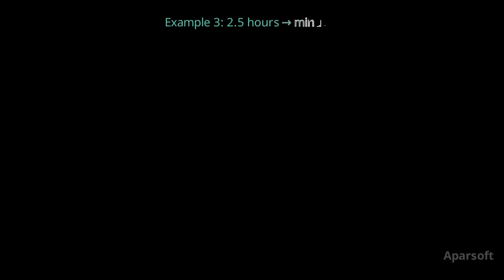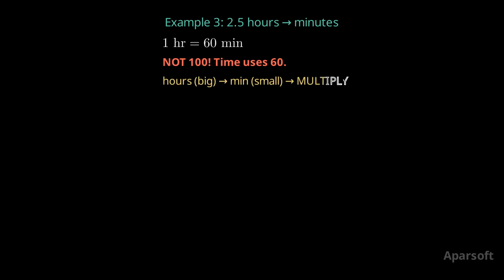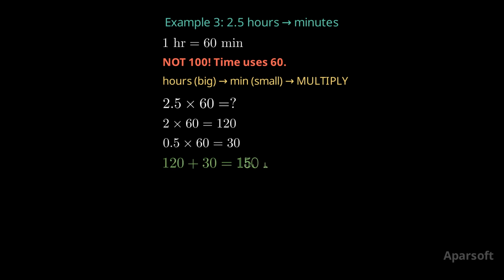Time. Time is special. It does not use powers of 10. 1 hour equals 60 minutes, not 100. Remember this. Time uses 60, not 100. A movie lasts 2.5 hours. Bigger to smaller, so we multiply. But let us break it down. 2 times 60 is 120. And half of 60 is 30. So 120 plus 30 equals 150 minutes.